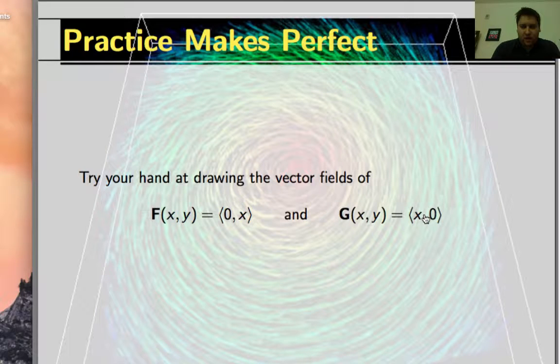So why don't you all pause the video here for a moment, try drawing these vector fields by hand, and then going to the website. I'll show you how to do it at the website because I'm terrible at drawing these things by hand.